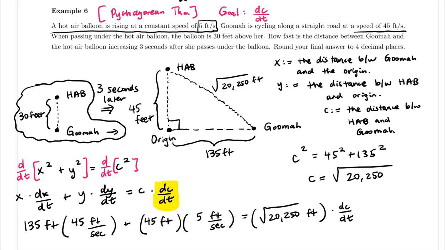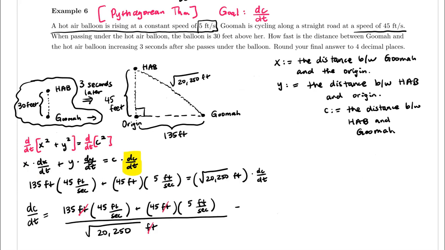So now in our equation, we want to go ahead and isolate dc dt. All right, so if we isolate dc dt by dividing both sides by the value we found for c, the feet are going to end up canceling out. And if we simplify this value, my numerator is going to come out to be 6,300 over the square root of 20,250. And then my remaining units we can see is feet per second.